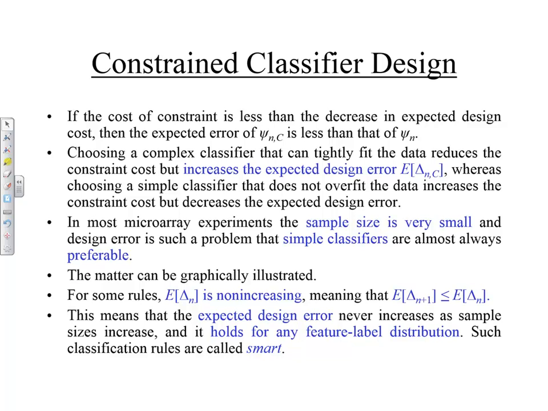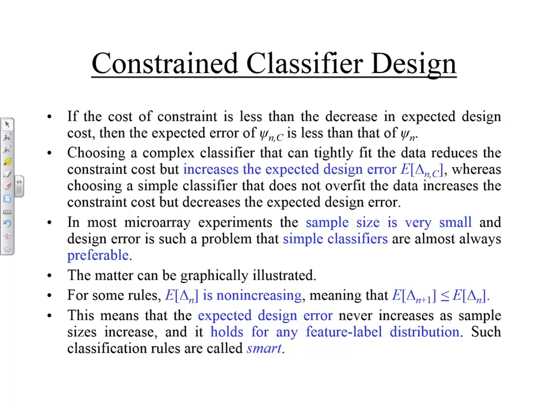Now choosing a complex classifier that can tightly fit the data reduces the constraint cost, but it increases the expected design error, the expected value of delta nc. Whereas choosing a simple classifier that does not overfit the data is going to increase the constraint cost, but it is going to decrease the expected design error. So in most microarray experiments, the sample size is very small, and the design error is such a problem that you're always going to use simple classifiers because your sample size is small. You just cannot afford to go with complex classifiers. And the matter can be graphically illustrated, and I'm going to get to that picture in a minute.